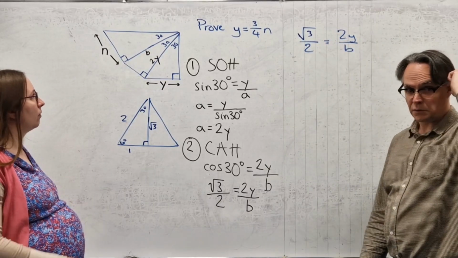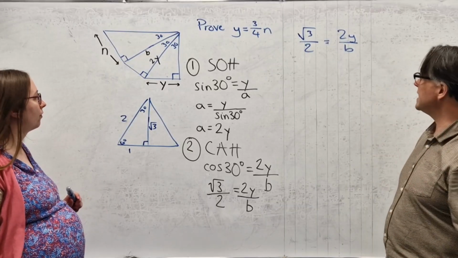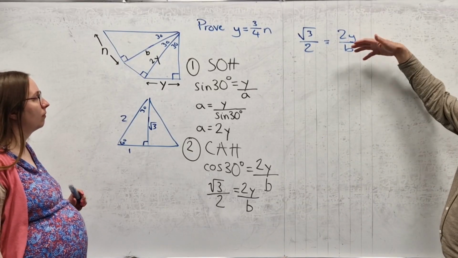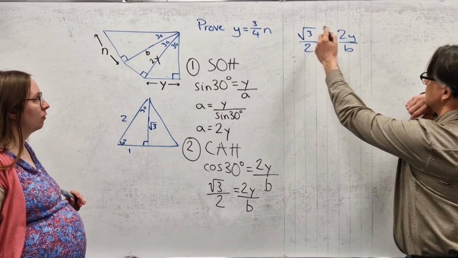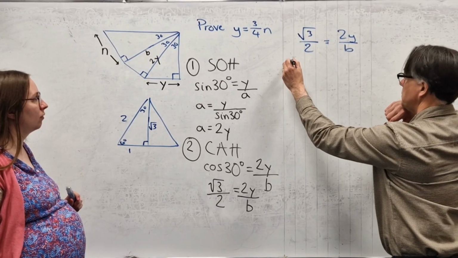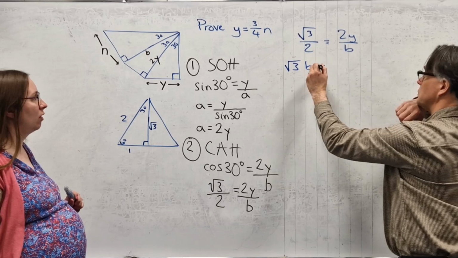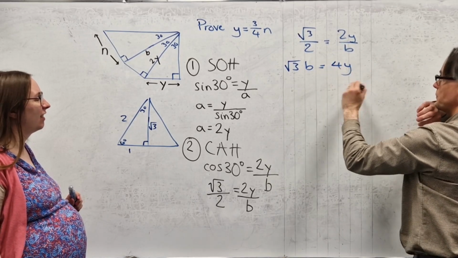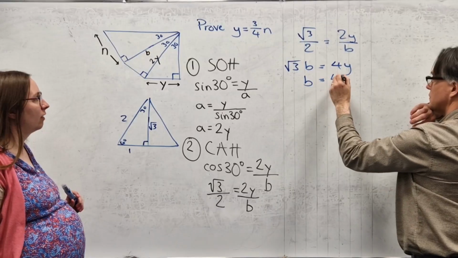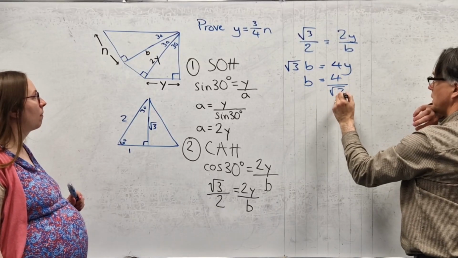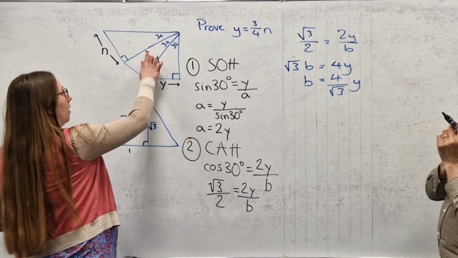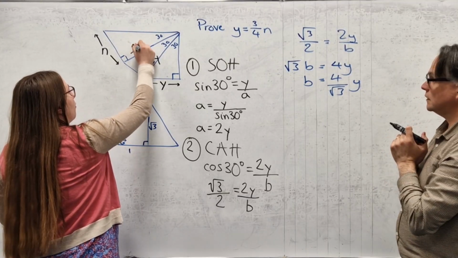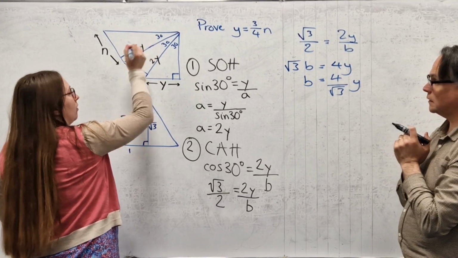So if I do what Grace did before and now we replace b with some kind of an expression to do with y, let's cross multiply, maybe? Yeah, cross multiply is firm, isn't it? 2 times 2y is 4y. So we've got b is 4 over the square root of 3 times y. And I'm going to replace that up here. Okay, so what is it? 4 over root 3 times y.